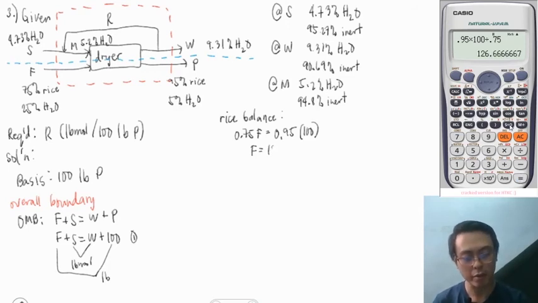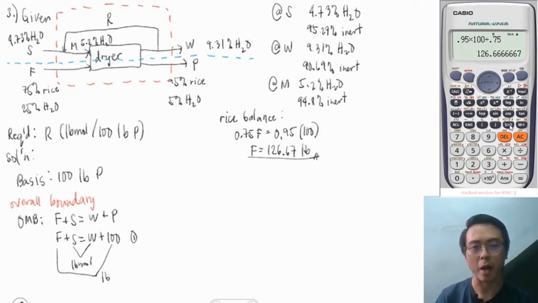126.67 pounds. You have to be careful between pounds and pound moles. So we now know F, we now know P. How do we determine S and W?